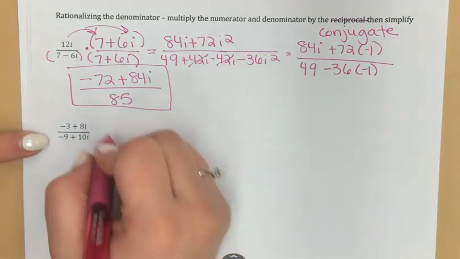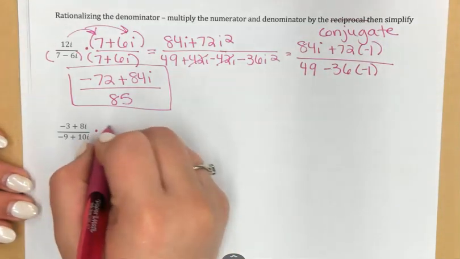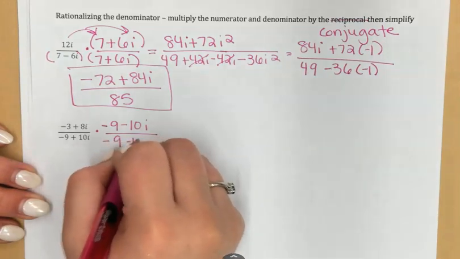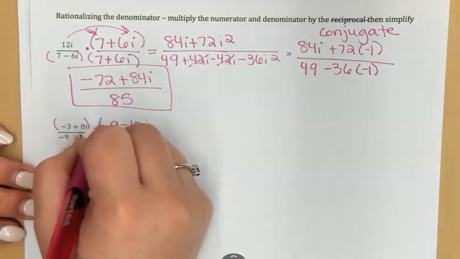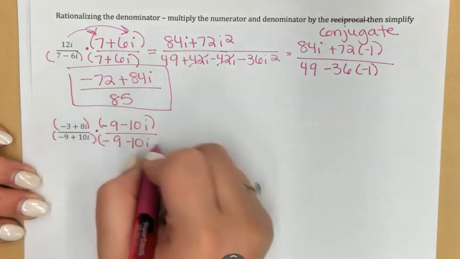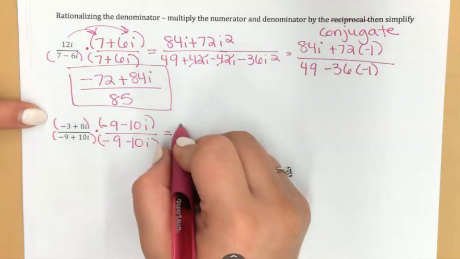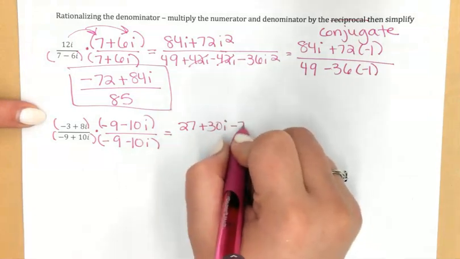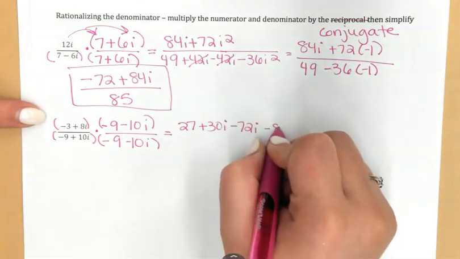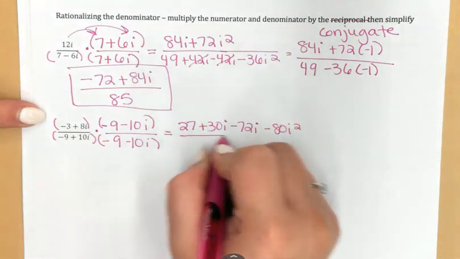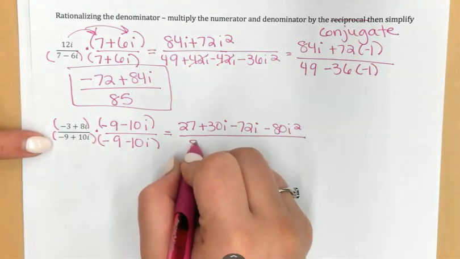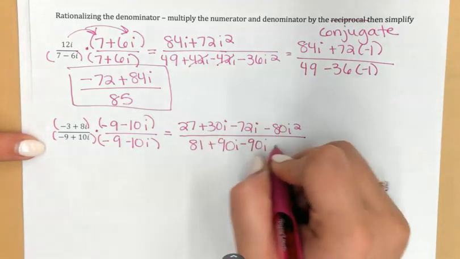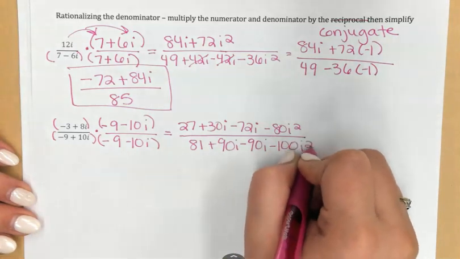Here, my denominator is -9 plus 10i, so my conjugate will be -9 minus 10i in the top and the bottom. And I'm going to have to FOIL twice on this one because I have double binomials. So in the top, I'm going to get 27 plus 30i minus 72i minus 80i squared. In my denominator, I'm going to get 81 plus 90i minus 90i minus 100i squared.